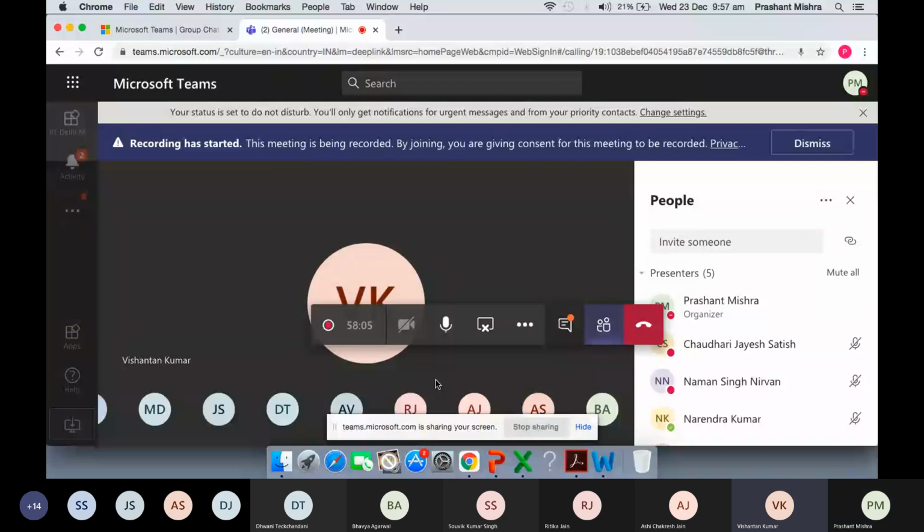For the assignment, do we have to write it or can we type it out? Anything, it is your wish. You can submit it. Will the evaluation be done individually or group-wise?